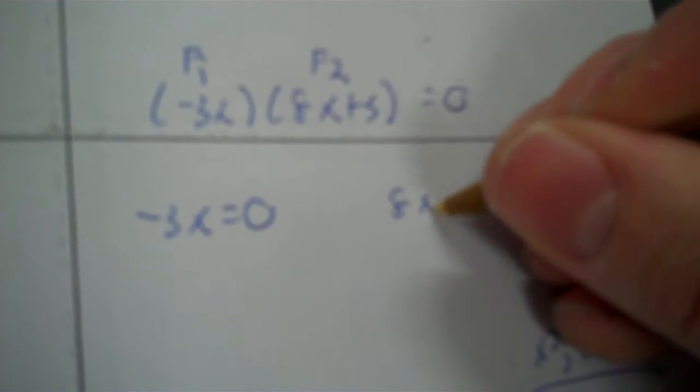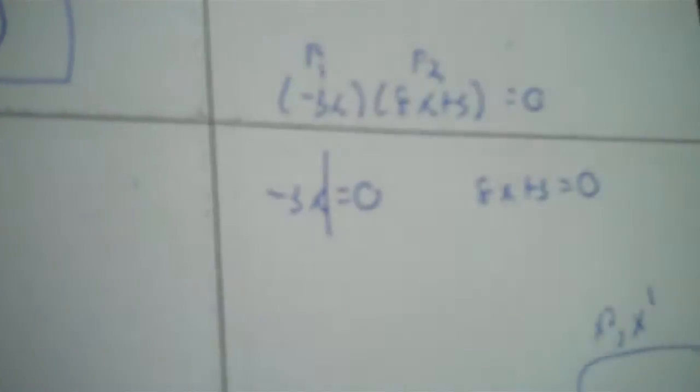Now, I'm going to bring these over here. And I'm going to F1, F2, and I'm going to solve. Okay, so F1, negative 3x could equal 0. F2, 8x plus 3 could equal 0. So over here, between the 3 and the x is a times. So you need to do the opposite of times, which is to divide.